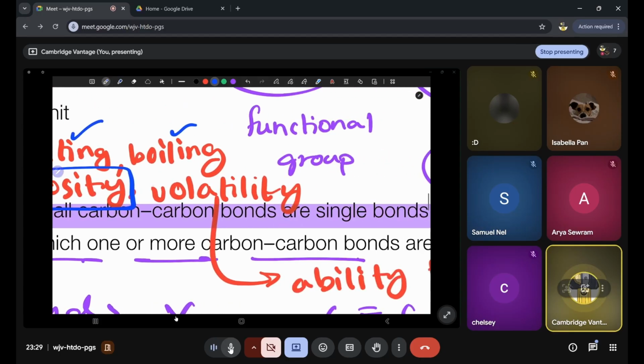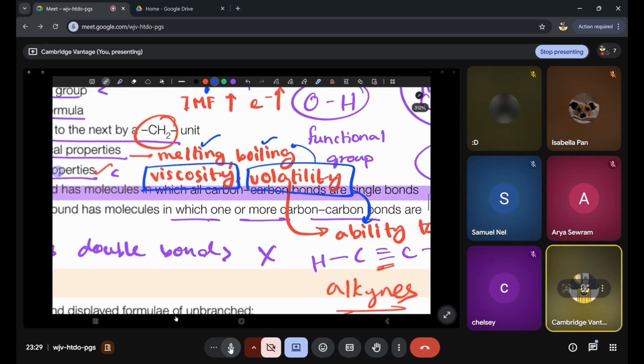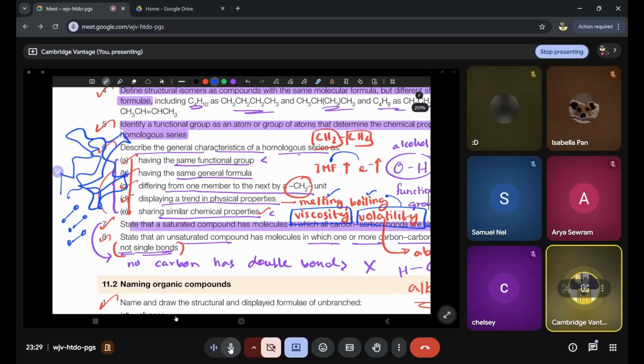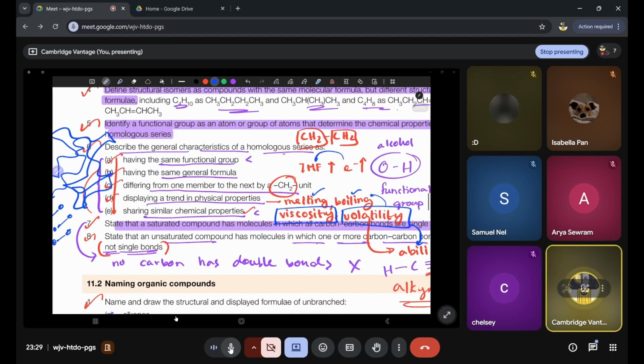And the point for volatility, the ability to vaporize, is just related to the boiling point. Higher boiling point, lower chances of it vaporizing. So, does this answer your queries regarding homologous series? All right. Yes, Samuel.